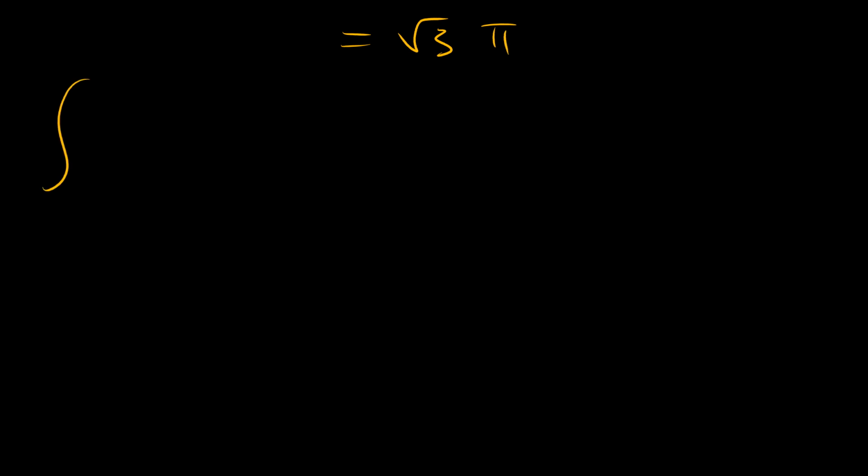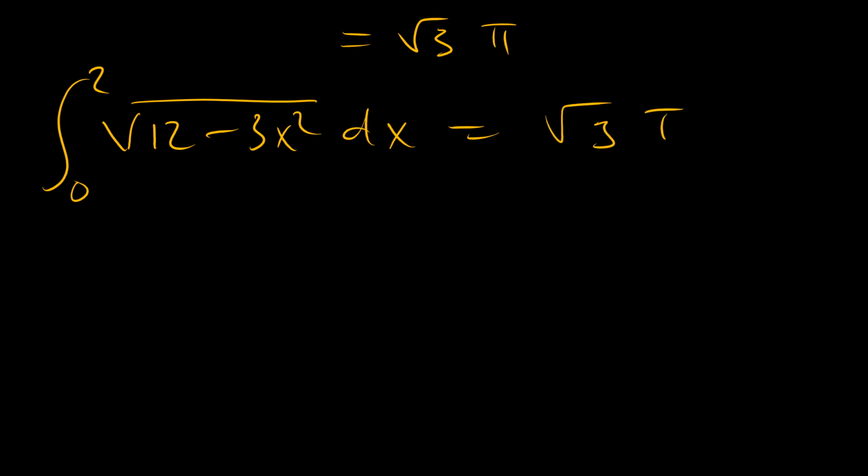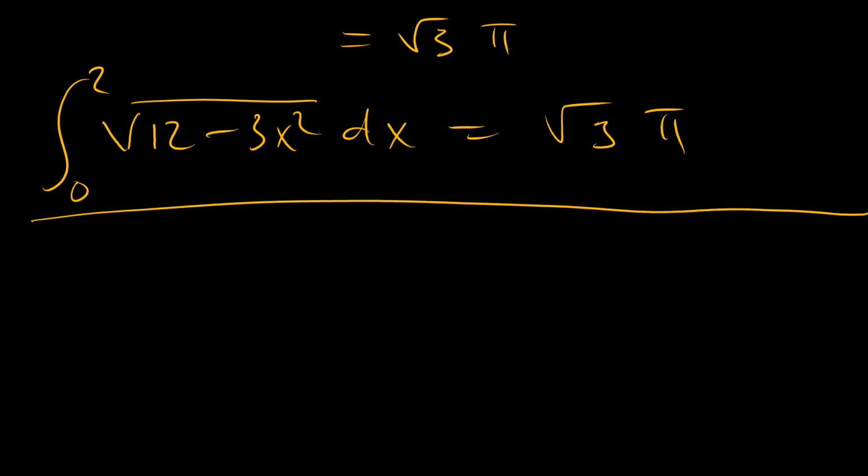So the integral from 0 to 2 of the square root of 12 minus 3x squared equals root 3 pi. So that is one way of looking at it. I believe there is another way, and that is by plotting it out. So let's look at what I would call method 2, and I would plot it out.